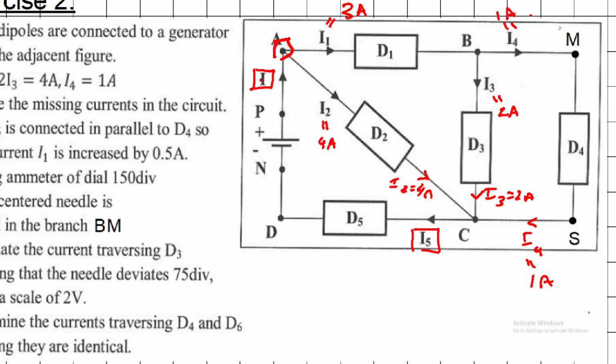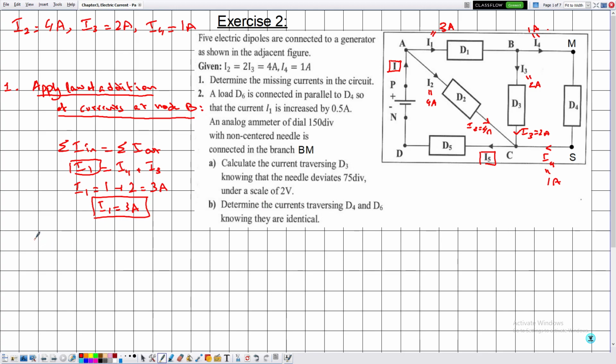So first, let's calculate the value of I. Then we can mention the law of uniqueness of currents and say that I is equal to I5 since the battery and D5 are in series. So let's apply the law of addition of currents at node A. It's always important to mention the node to which we are applying this law, and let's say summation of I in is equal to summation of I out.